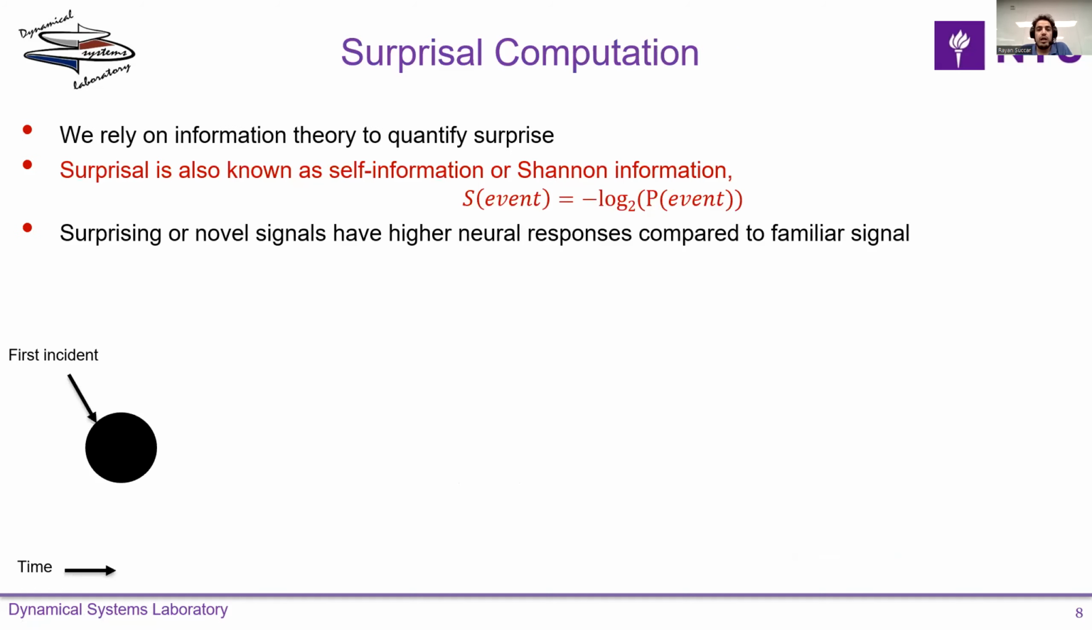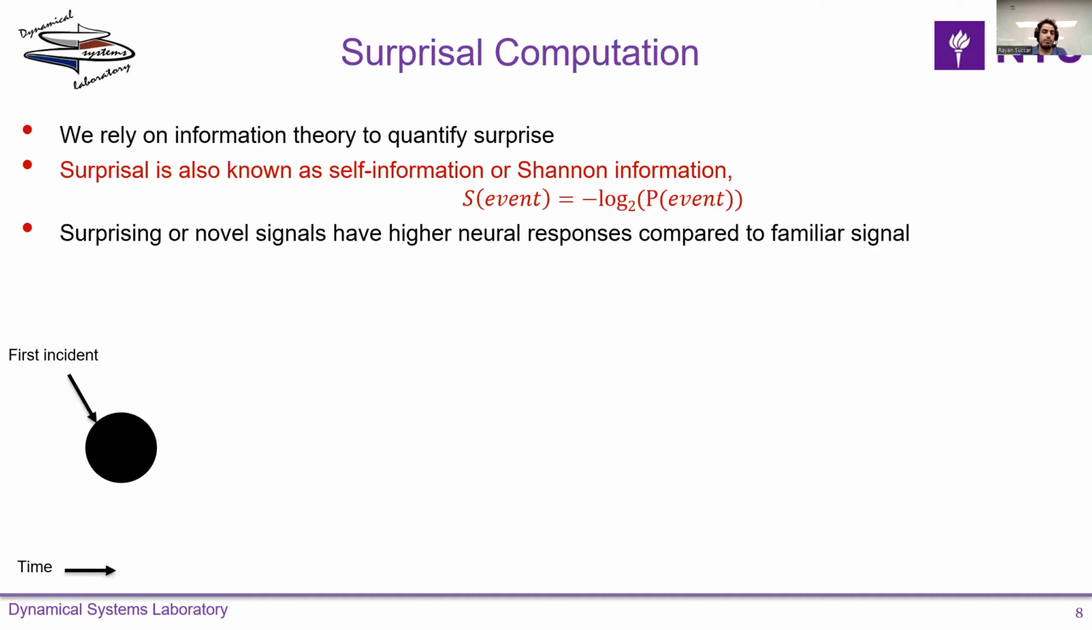And the way we did that is we relied on information theory. Specifically, we defined surprisal the way Shannon did. The way he did it is that the surprise of an event is simply the negative logarithm of the probability of that event happening. The lower the probability the event would happen, the higher the surprise associated with it.